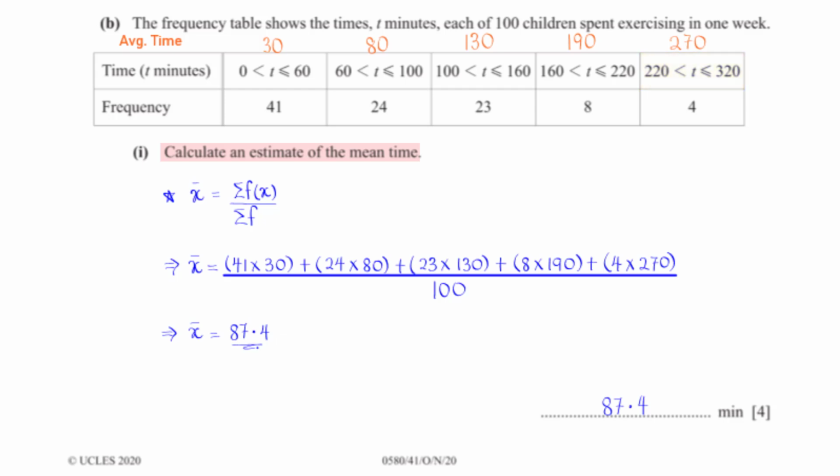Sigma f of x is going to be 41 times 30 plus 24 times 80 plus 23 times 130 plus 8 times 190 plus 4 times 270 divided by sigma f, which is 100. When we type this into the calculator, we get the mean as 87.4.